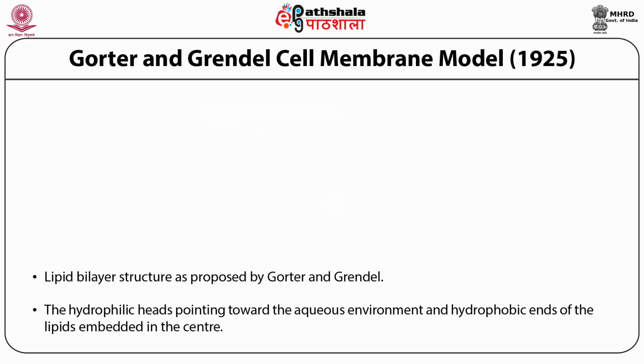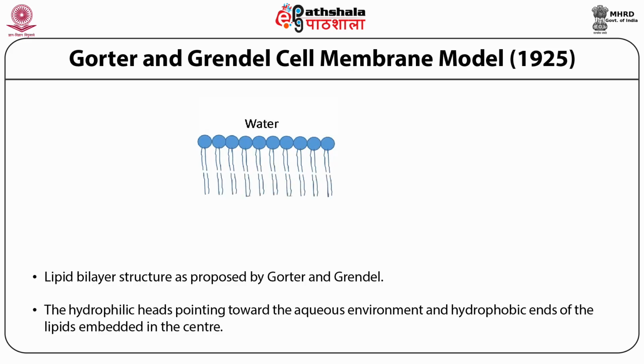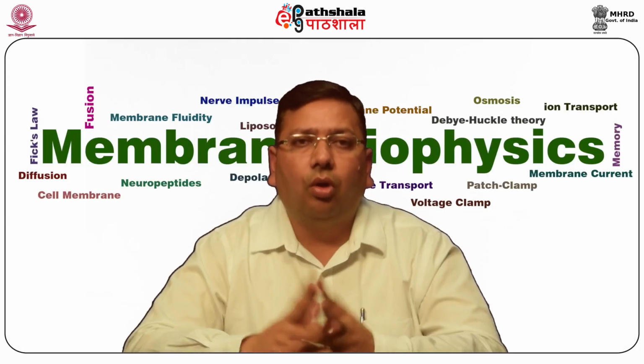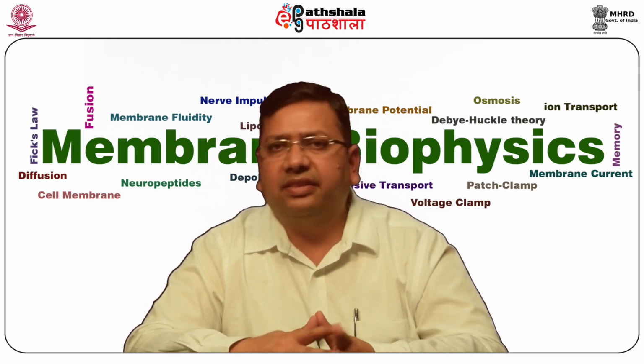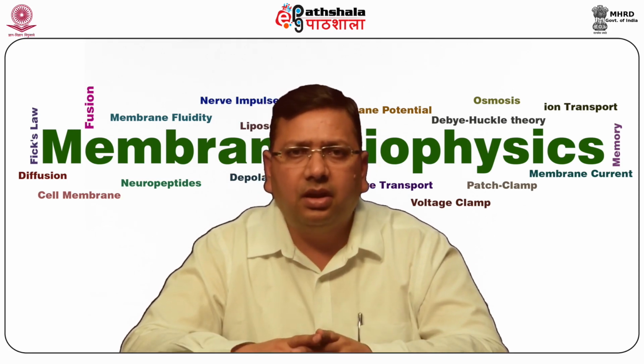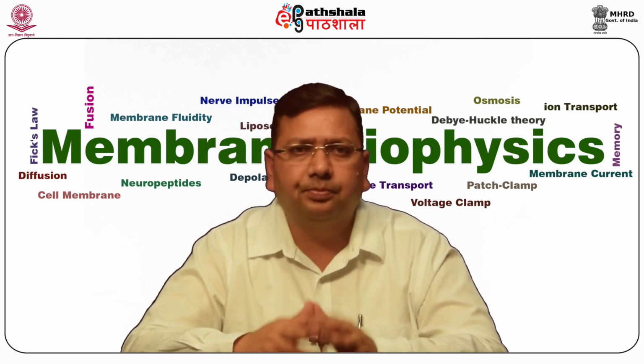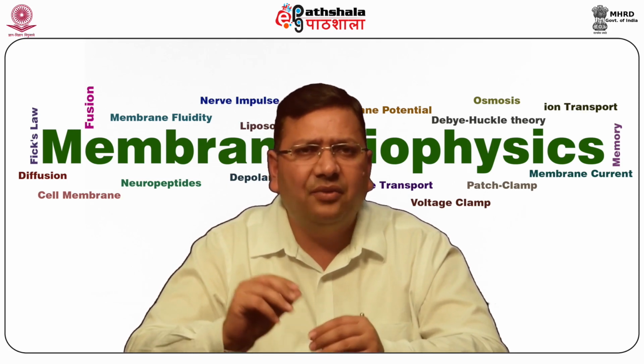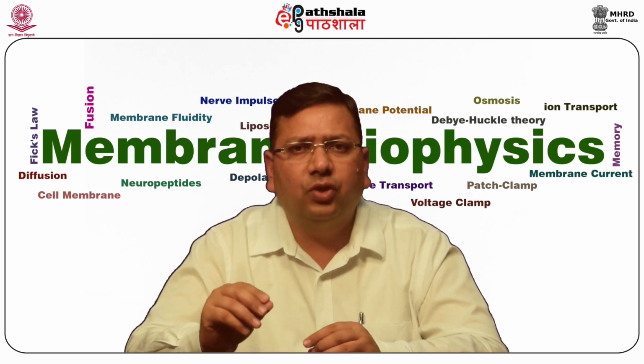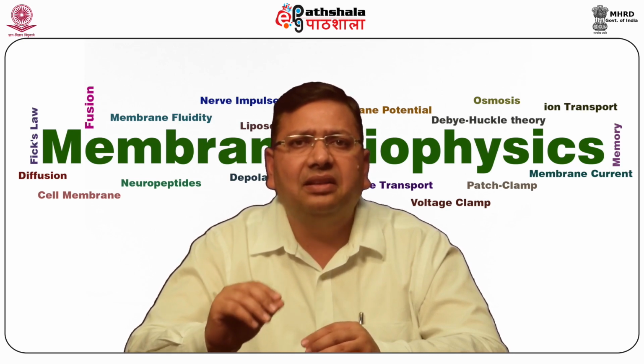In this model, Gorter and Grendel concluded that cell membranes are made up of two opposing thin monolayers, and this double layer is constructed such that two lipid layers form a bilayer with the polar head groups pointing towards the aqueous environment. Although the attempt at describing the structure of the membrane and the lipid bilayer concept was correct, there were some limitations in the Gorter and Grendel cell membrane model.